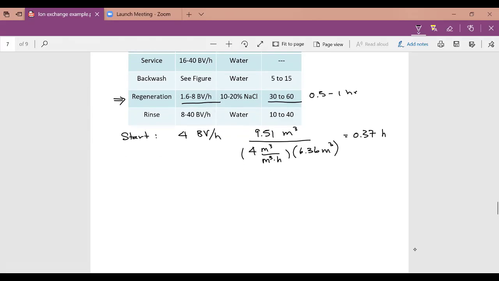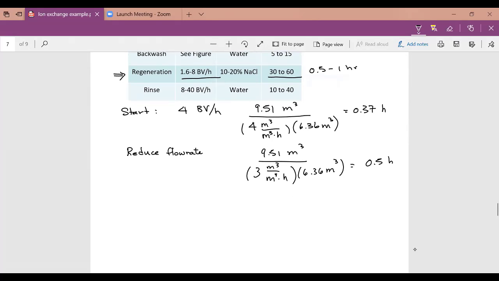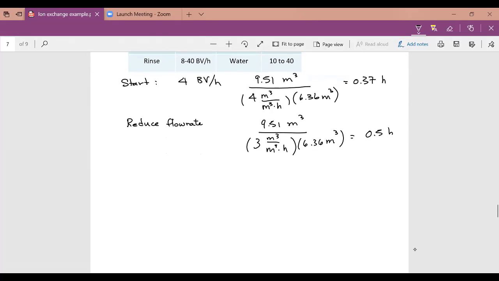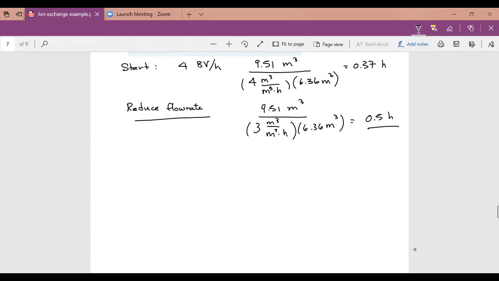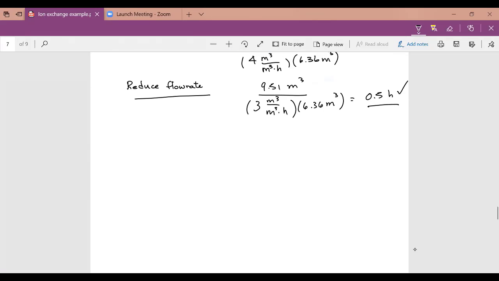Is that sufficient? No. So what do we do? Because we said it had to be at least 0.5 hours. Reduce the bed volumes per hour. Exactly. So we'll reduce our flow rate. If we use 3 meters cubed per meter cubed, or 3 bed volumes per hour, that is equal to 0.5. So we reduce the flow rate, and now we have 0.5. So that's sufficient. Questions about that?